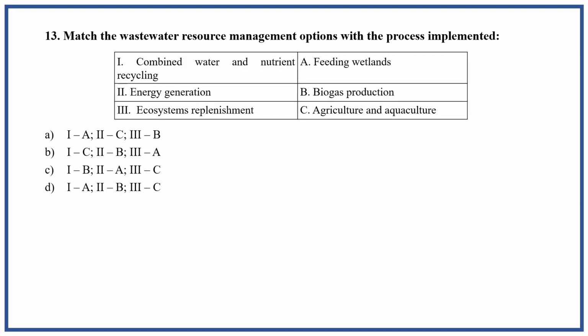So now the match the following. We have to match the proper resource management option with the process implemented. We have three options: combined water and nutrient recycling, energy generation, ecosystem replenishment. And on the right hand side, we have feeding wetlands. Number C.